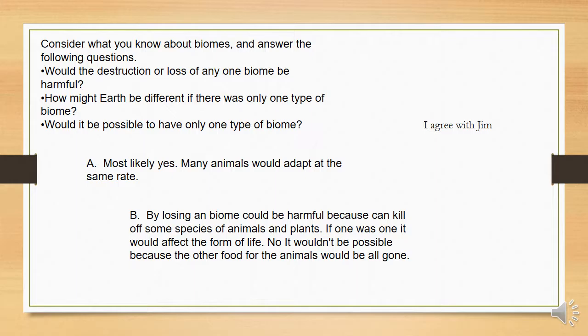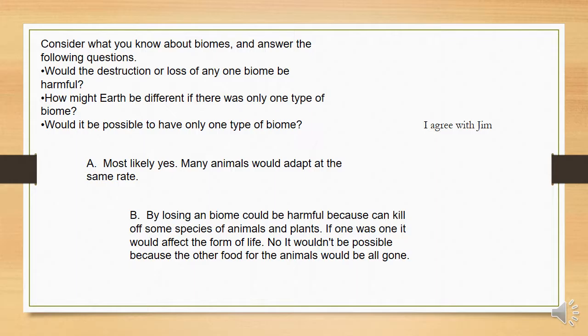Okay, so let's look at another one. Consider what you know about biomes and answer the following questions. Would the destruction or loss of any one biome be harmful? How might Earth be different if there's only one type, and would it be possible? Yes, you see a theme here, right? Okay, so someone wrote most likely yes. Many animals would adapt at the same rate. It has some good points. The most likely yes is fine.